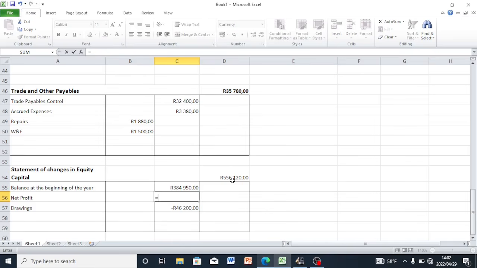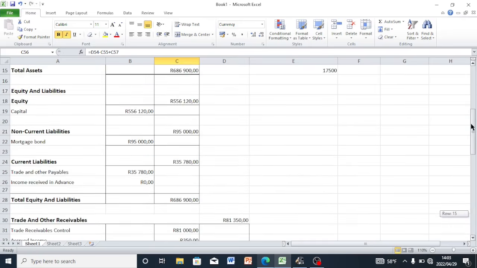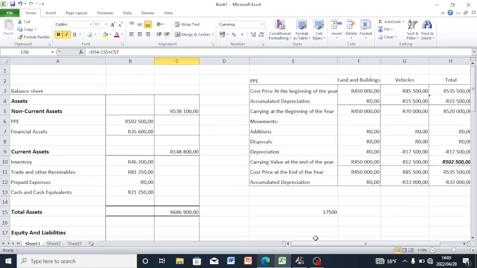We are going to say balance at the end of the year minus the 384,950 plus the 46,200, because it's a negative amount. So our net profit at the end of the year is 124,970 rands. So we are done with our activity or question 4.2. We are done with our balance sheet.